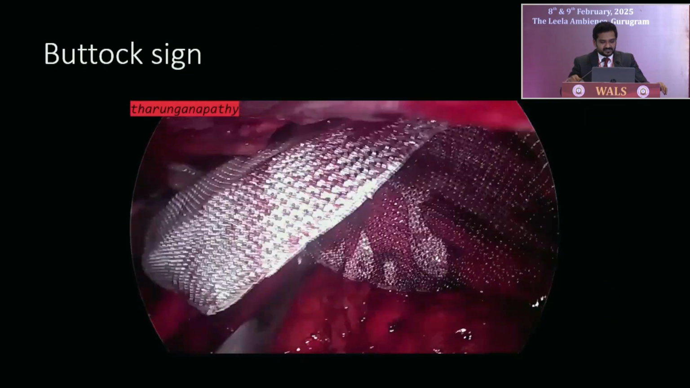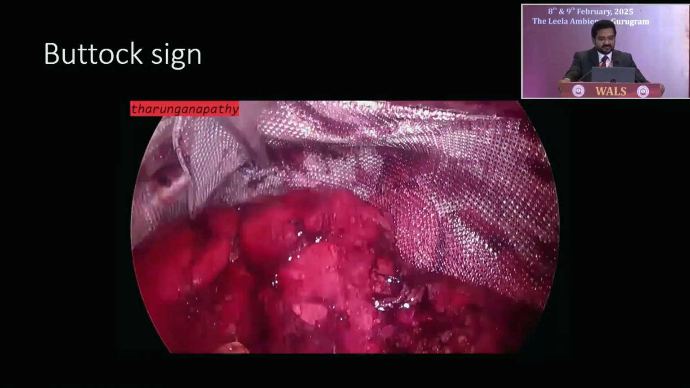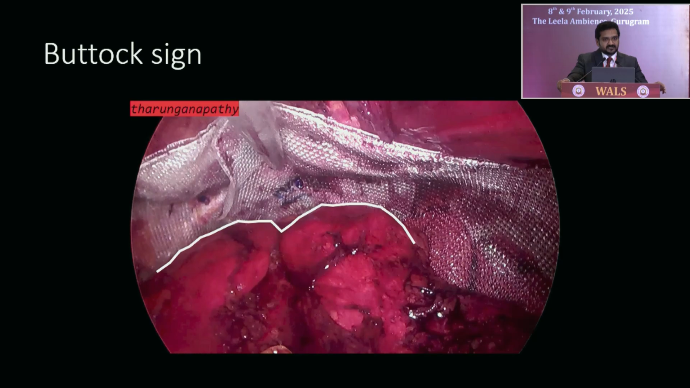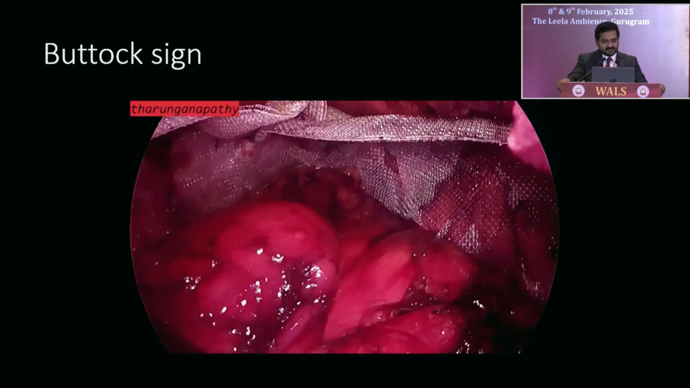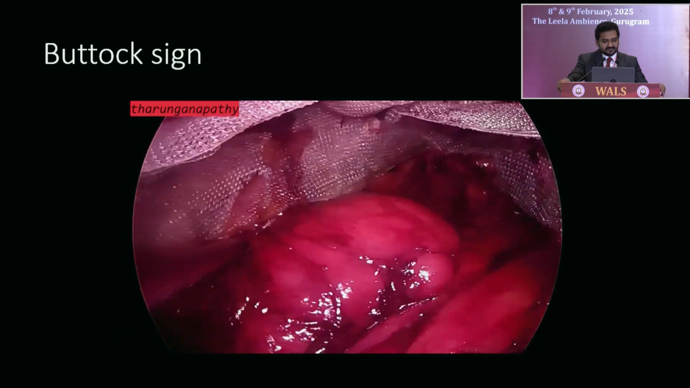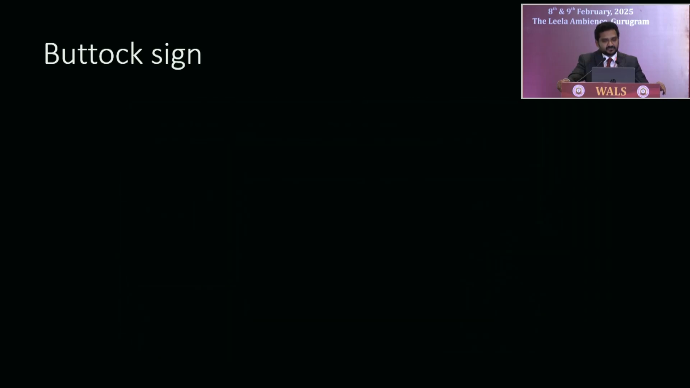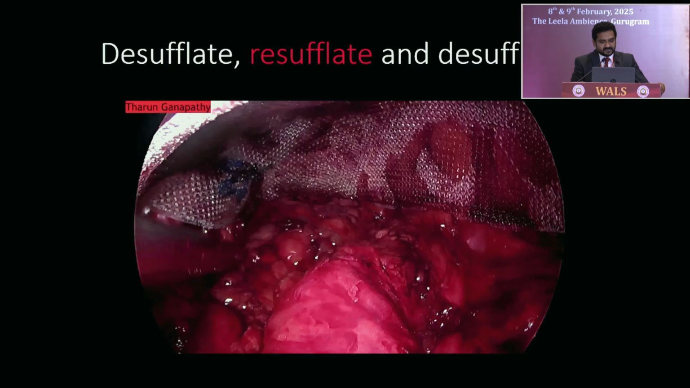So this is the buttock sign. You get it in large direct hernias wherein the reduced contents mimic the heel of a buttock. In large direct hernias, you need to pull the apex of this buttock towards you to prevent slippage of contents under the mesh. So always desufflate, resufflate and desufflate again to check the landing of the mesh.